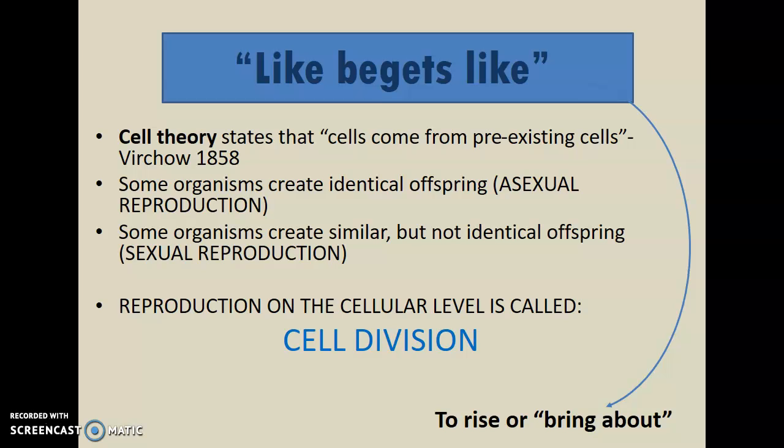Humans, which type of reproduction do we undergo? Hopefully you come to the conclusion that it's sexual reproduction, right? So you are not the same or identical as either one of your parents. You're created by two parents, and you're the offspring that is similar but not identical.